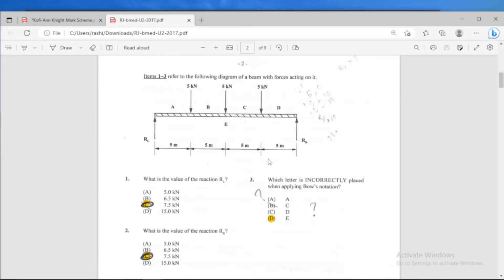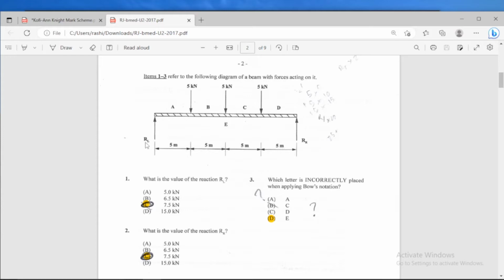The first question here, items 1 to 3 refer to the following diagram of a beam with forces acting on it. So questions 1 to 3 is related to this beam here. Now it says, what is the value of the reaction RL? So RL is this reaction force right here.